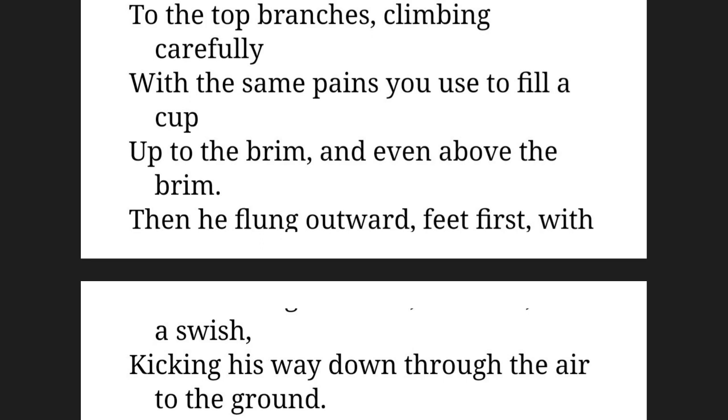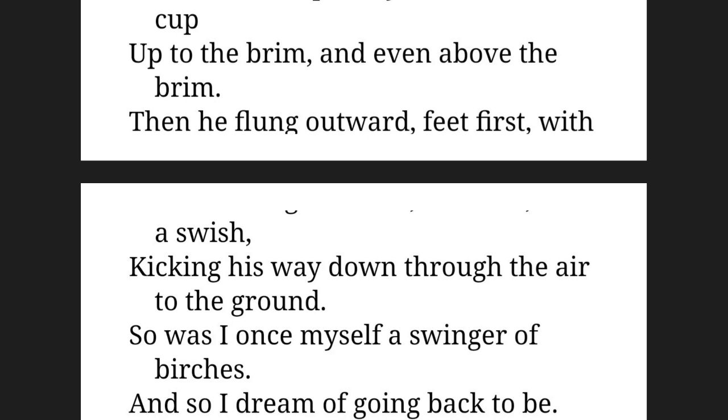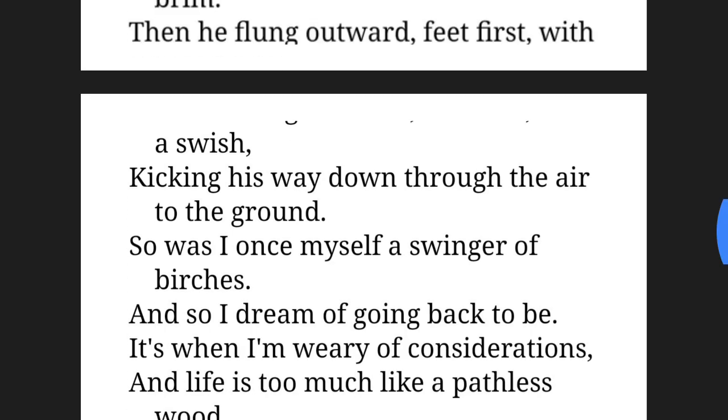Then he flung outward, feet first, with a swish, kicking his way down through the air to the ground. So, after reaching the topmost branch, what does he do? He bends it with his body weight, which bends low and comes very close to the ground, and then he jumps off. He jumps off, and what happens to the branch? It once again tries to straighten itself. But if you do this exercise repeatedly, what will happen to the branch? It will lose its stiffness, and then it will remain bent and will not be straight ever again.